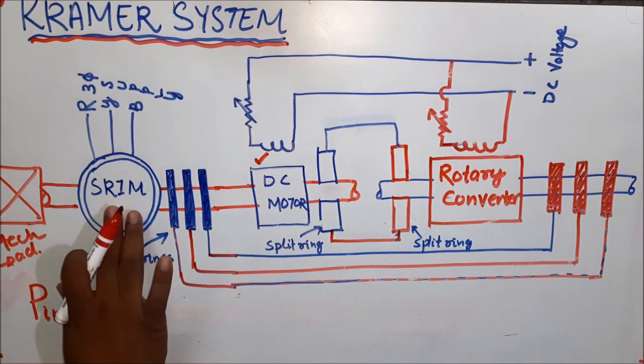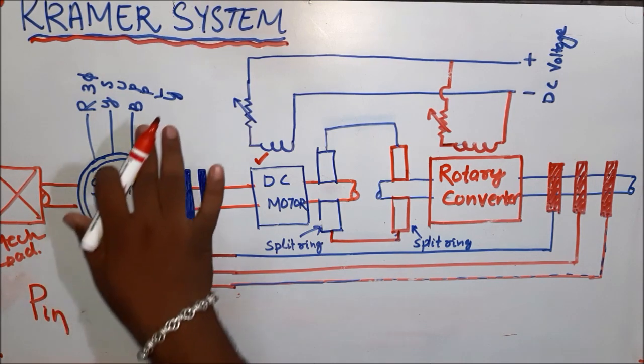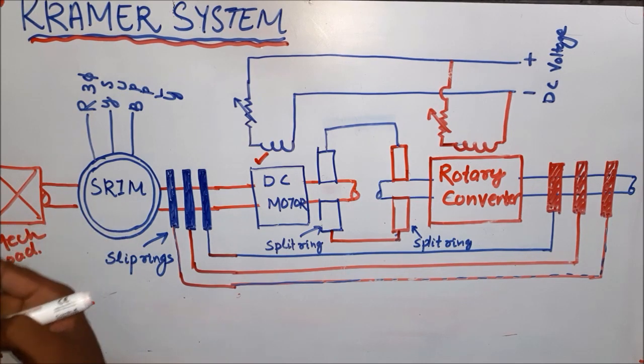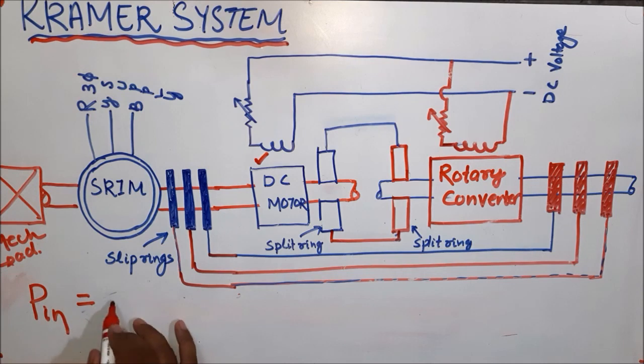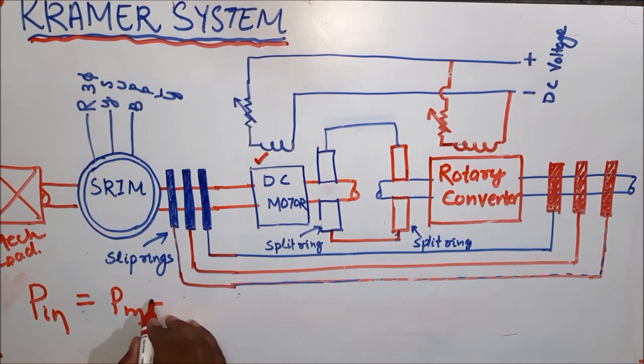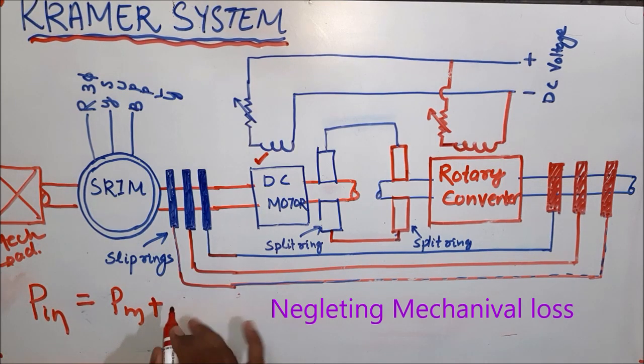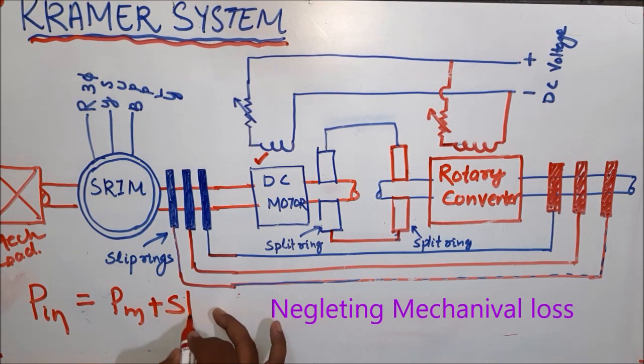The power drawn by the slip ring induction motor from the three-phase supply is called P in, or input power, which is equal to the mechanical power developed for rotating the mechanical load, that is called PM, plus copper loss or losses in the slip ring induction motor, that is slip times P in.